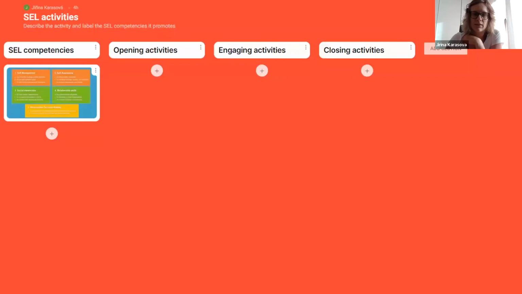So the Padlet will look like this. Here you have the SEL competencies, so that you can click on that and it's a support for you, and you can add the activities here. So whether it's an opening activity, engaging strategy, or closing activity, right there, the description of the activity plus the competencies that it promotes.